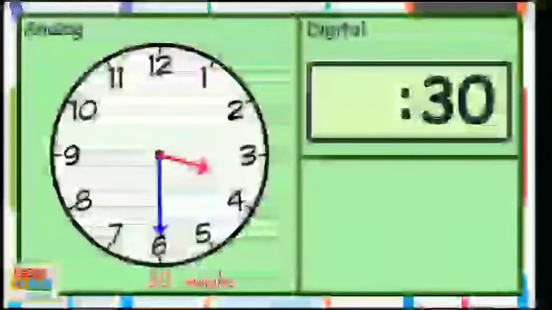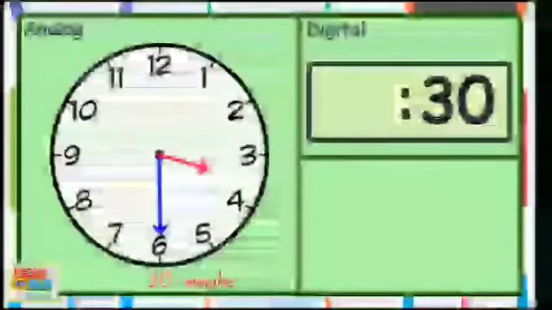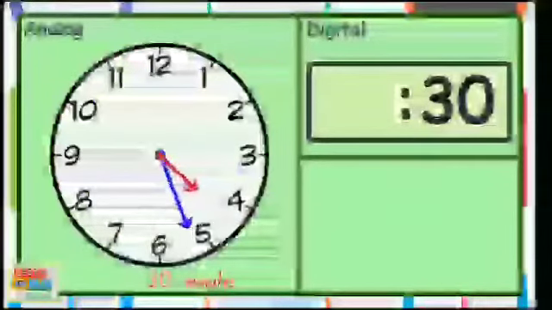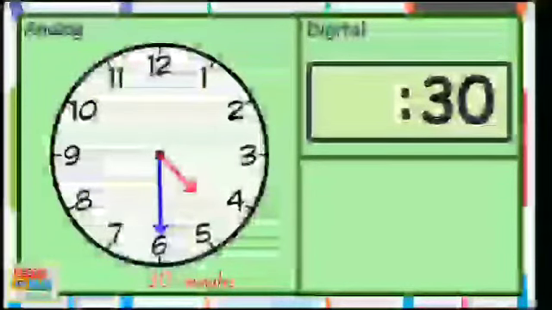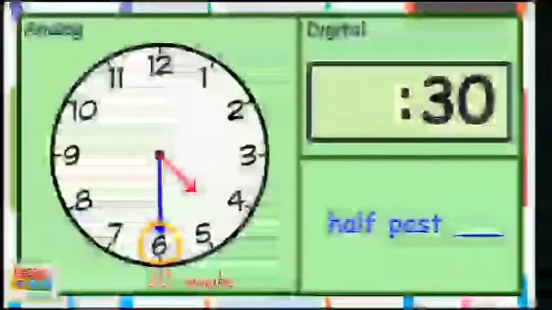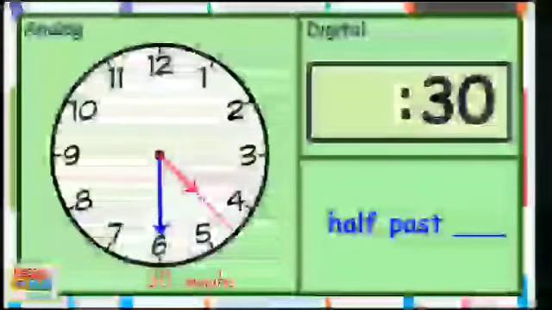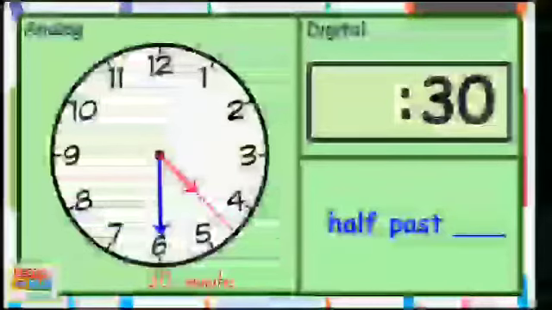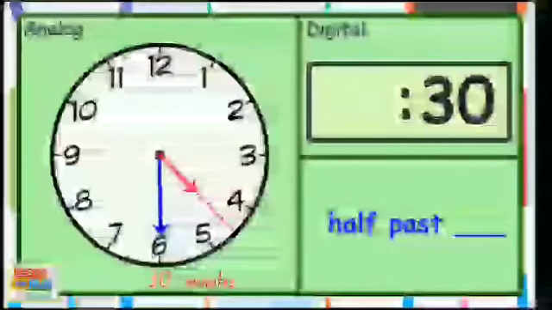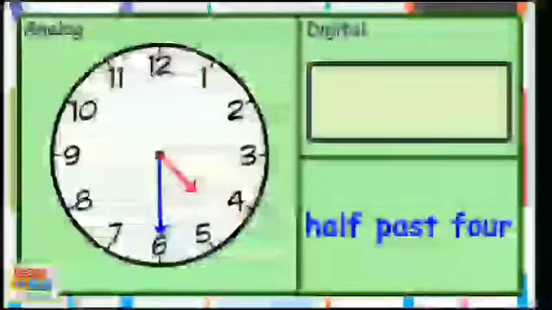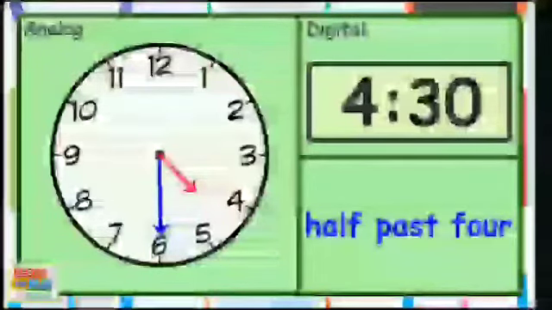Let's watch the minute hand do a full rotation from where it is now. So we can see that the minute hand is pointing to the number 6, which means it is half past something. The hour hand is in between the numbers 4 and 5, which means that it has gone past the 4 and has not yet reached the number 5. So the time is half past 4, or 4:30.